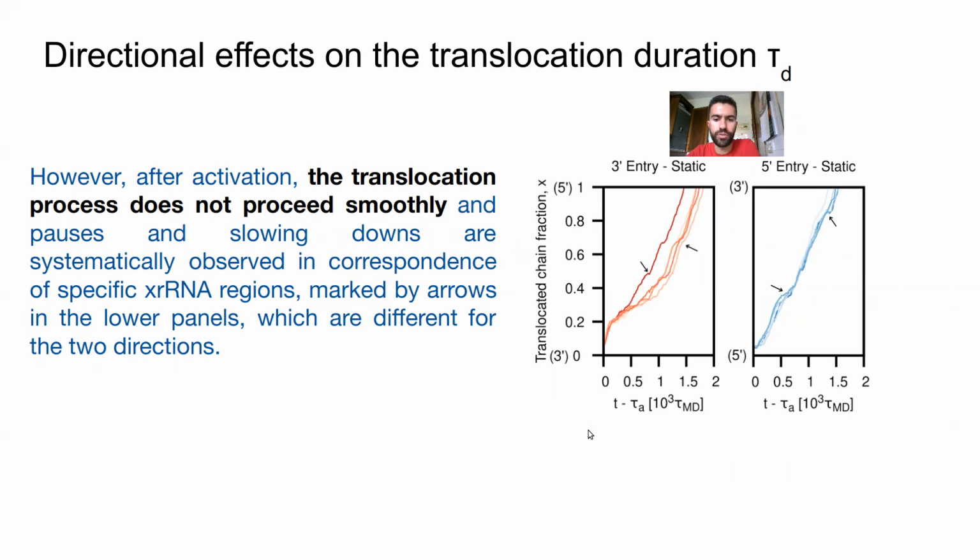However, after activation, we can see that the translocation does not proceed smoothly, but instead there are pauses and slowing down, and they of course correspond to specific regions of the RNA that are marked by arrows here in the picture that shows the translocated fraction as a function of time after the activation of the process. There are these slowing downs, and they are different when we are pulling from the 3' or from the 5' ends.